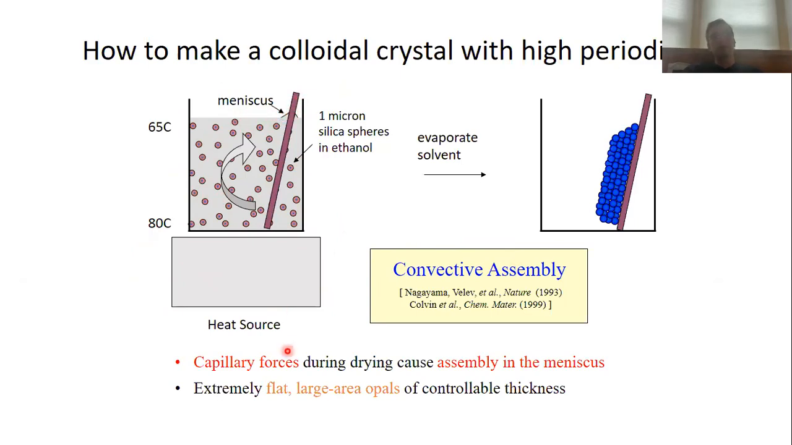Then capillary forces during drying cause an assembly of these colloidal crystals in the meniscus. As you evaporate the solvent over time, you are forming a colloidal crystal on the substrate. This way, you can produce extremely flat but large area colloidal crystals, which are also called opals, of controllable thickness.